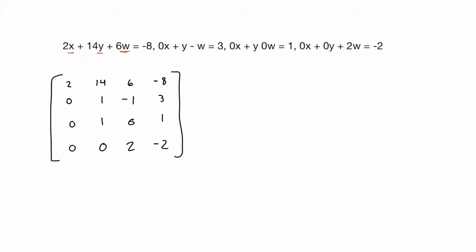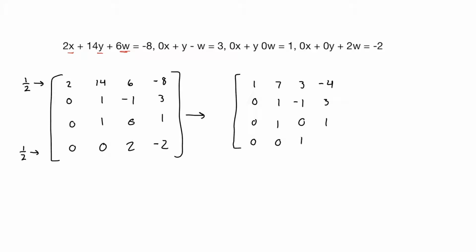So now what we want to do is find a way to make every leading number equal 1. And so what we can do with that first row is we can multiply it by, and we can also do this for the fourth row. And so we'll get the matrix 1, 7, 3, -4. The middle two rows stay the same. And the last row becomes 0, 0, 1, -1.